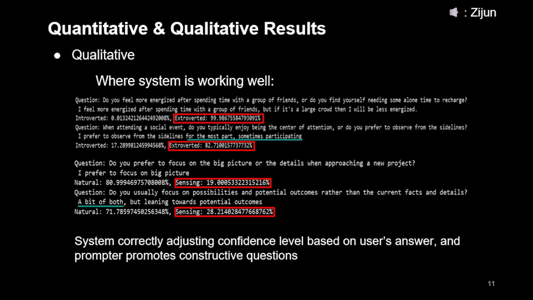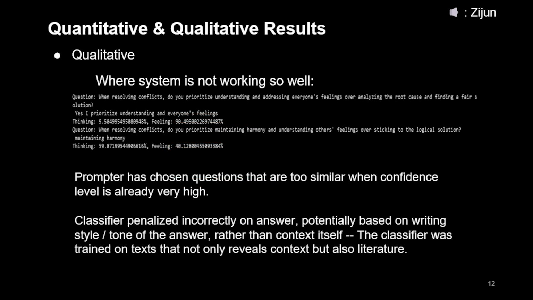Qualitatively, here is an example where our system is working well. You can see that when the user answers something ambiguous, for example, the user said for the most part or sometimes participating, our system penalizes the confidence level. And here we also show somewhere we identified that the system isn't working very well: the prompter can ask very similar questions to ones already asked. And also the classifier penalized incorrectly on the answer, potentially based on the writing style or tone instead of the context. That's how the classifier part was trained.